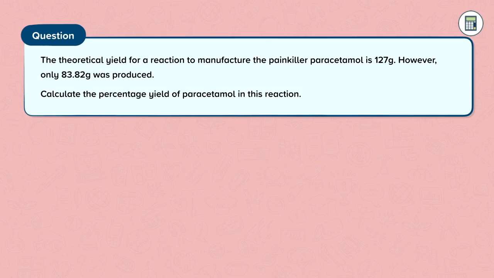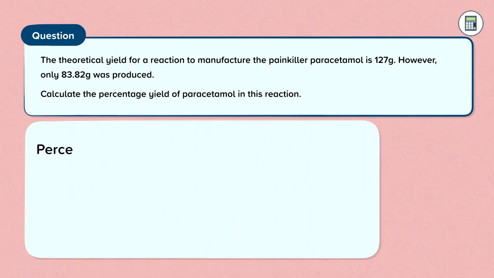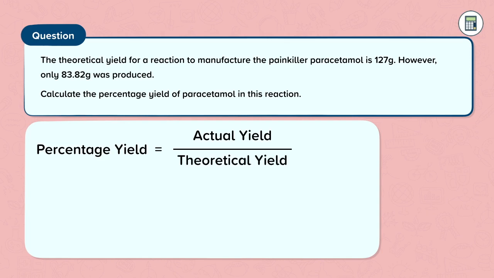Let's do another example. The theoretical yield for a reaction to manufacture the painkiller paracetamol is 127 grams. However, only 83.82 grams was produced. Calculate the percentage yield of paracetamol in this reaction. So our equation is percentage yield equals actual yield divided by theoretical yield times 100.